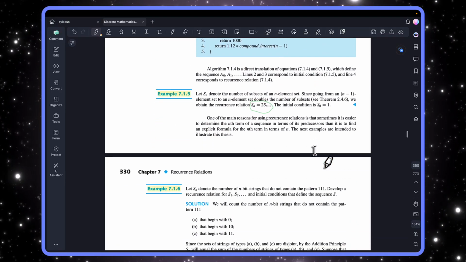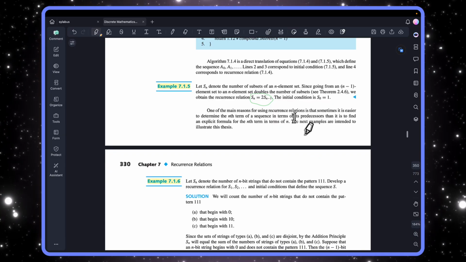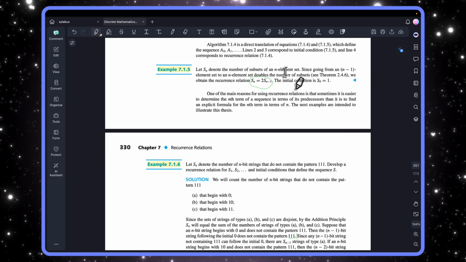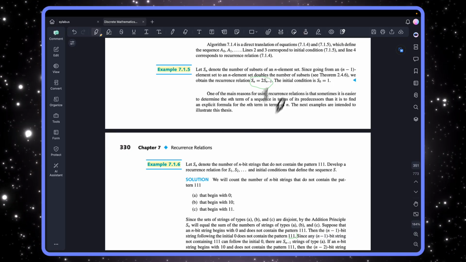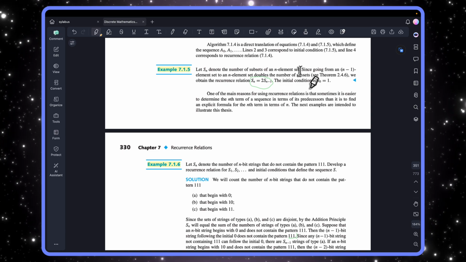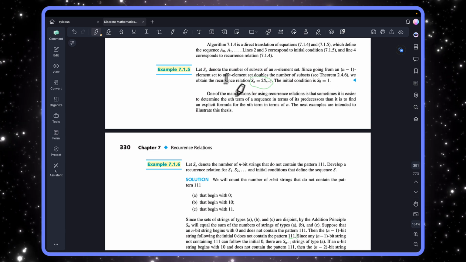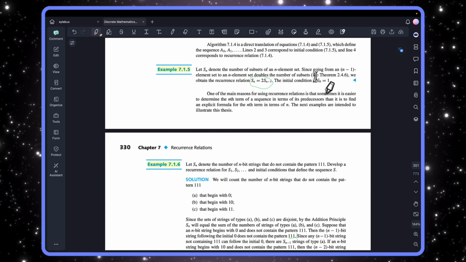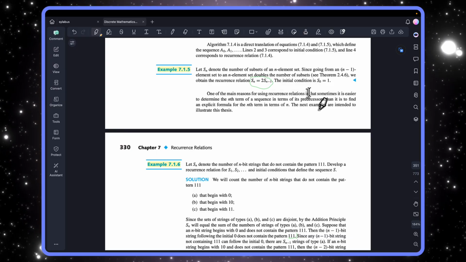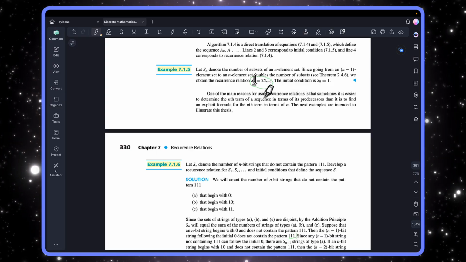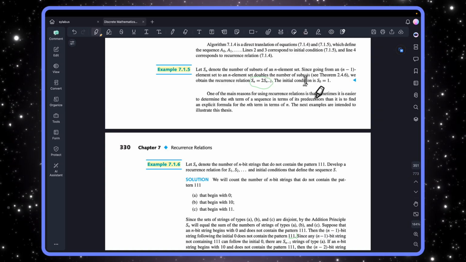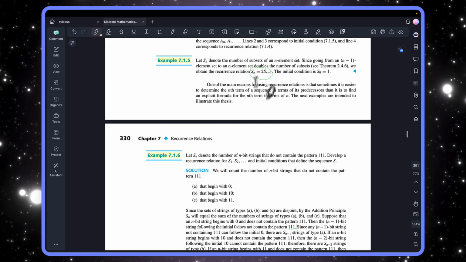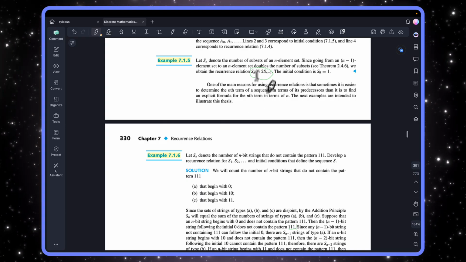All right, here's another example of another relationship. Let S_n denote the number of subsets of an n element set, which we know the equation for. But what we also notice is that going from an (n minus 1) element set to an n element set, we double the number of subsets. We know from the theorem that we went over that the number is 2 to the n. So we can do it this way: S_n is equal to 2 times S_(n-1), and the initial condition is that S_0 is equal to 1. If you track that through, you can then solve and realize that S_n is actually 2 to the n.